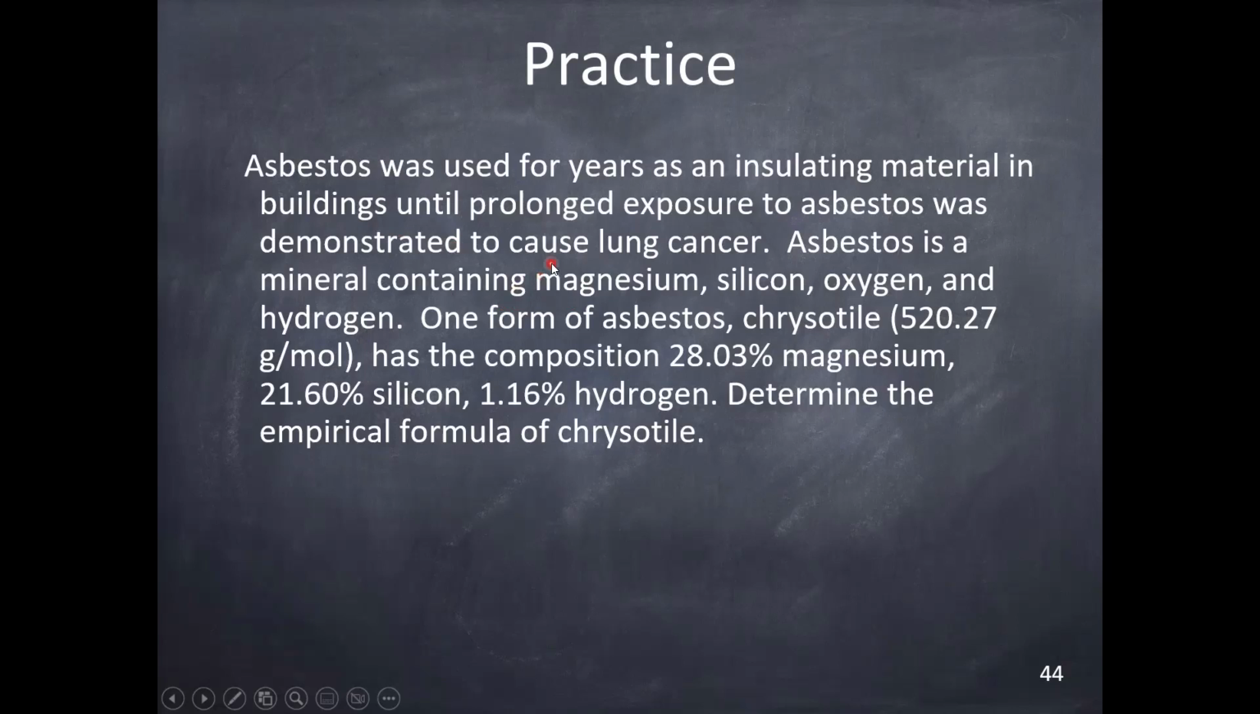asbestos. And asbestos, used in a lot of buildings and things like that, exposure to it can lead to lung cancer. And it's going to be made up of magnesium, silicon, oxygen, and hydrogen. So in this case, we're given the percentages directly for magnesium, silicon, and hydrogen, which means we can add those three up and just subtract it from 100 to get the oxygen. So if you do that, you should get oxygen equal to 49.21%.